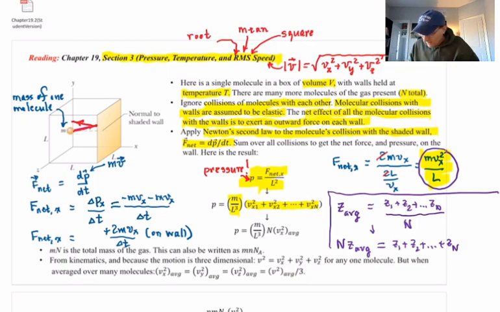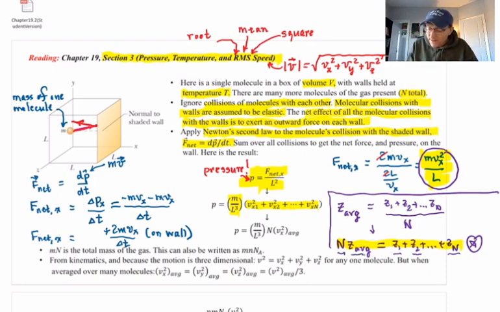Now I'm going to use that expression right there, where the Z, the generic property of the molecule, is Vx squared. Just think of the Z as representing Vx squared. So what this equation right here, with the star by it, is telling me is take Vx squared 1 plus Vx squared 2 plus and so on, all the way up through Vx squared N, and that will be equal to N times the average value of Vx squared.